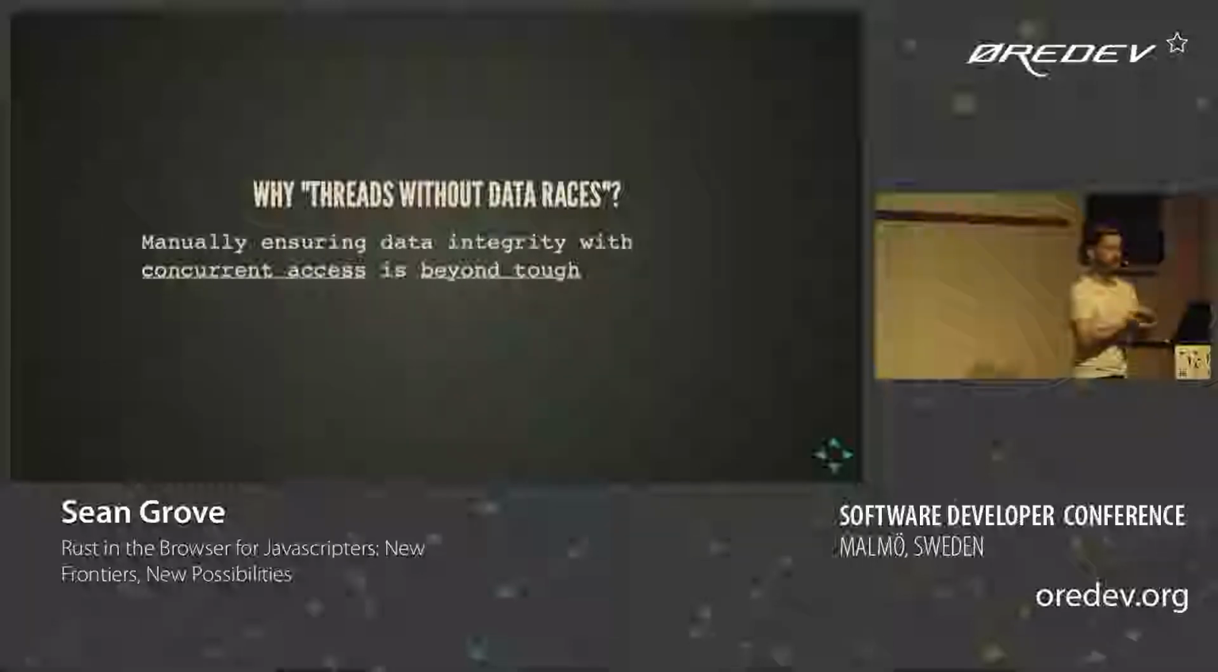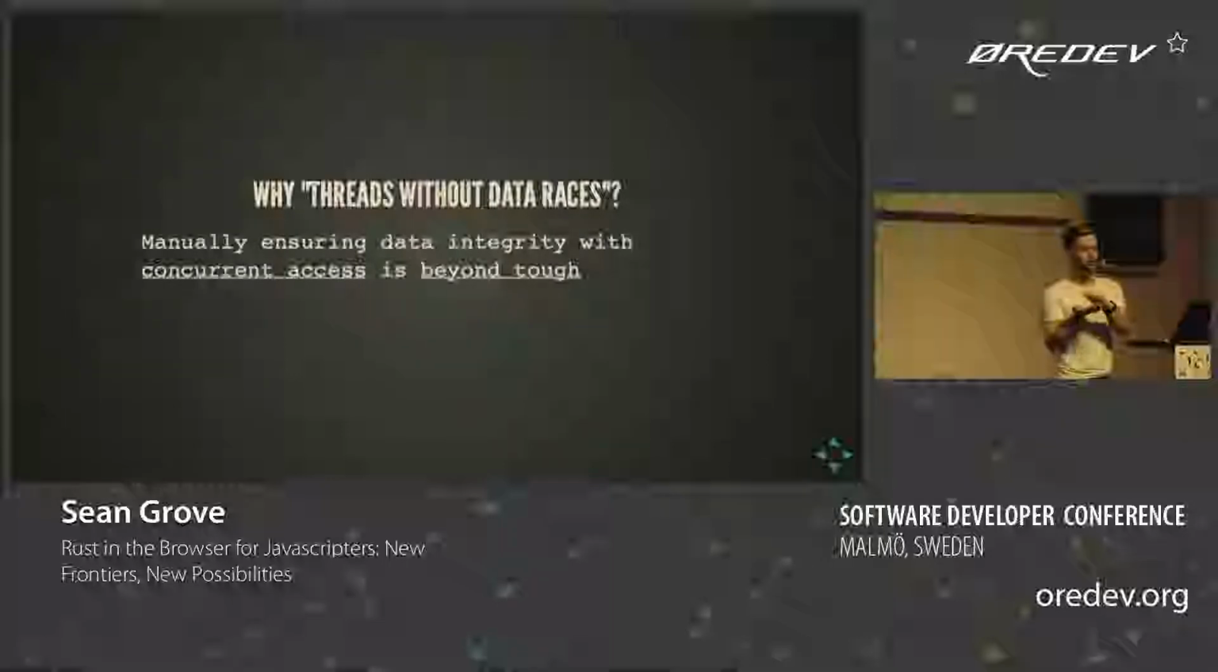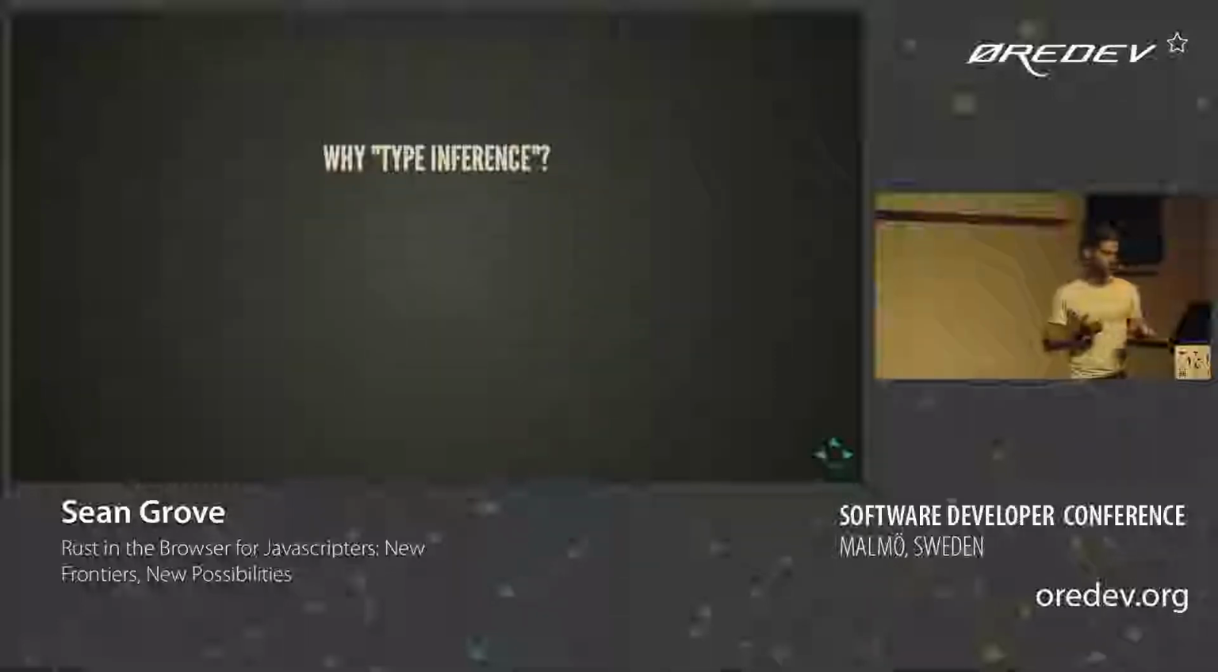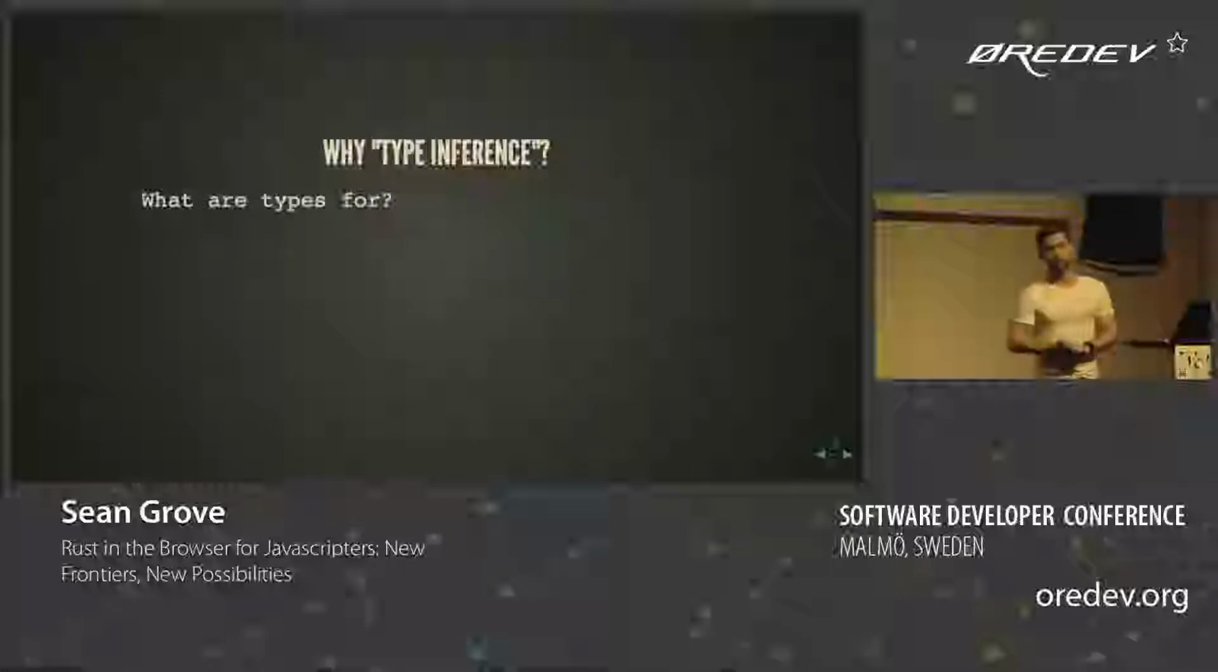But whenever we want to reach for that additional performance, we are potentially introducing huge amounts of suffering for us as developers. And so Rust inherently in the language works very, very hard to make sure that we can approach this level of concurrency while still maintaining tons of data integrity. And it has type inference, which is really, really nice.